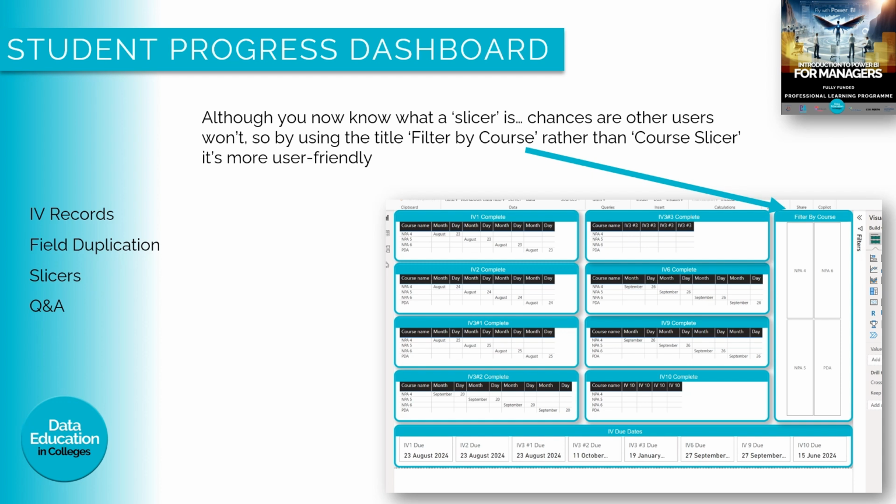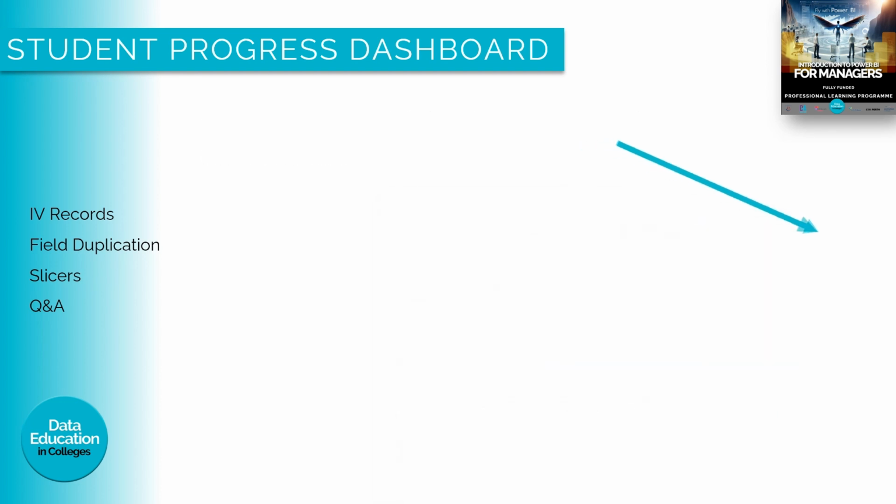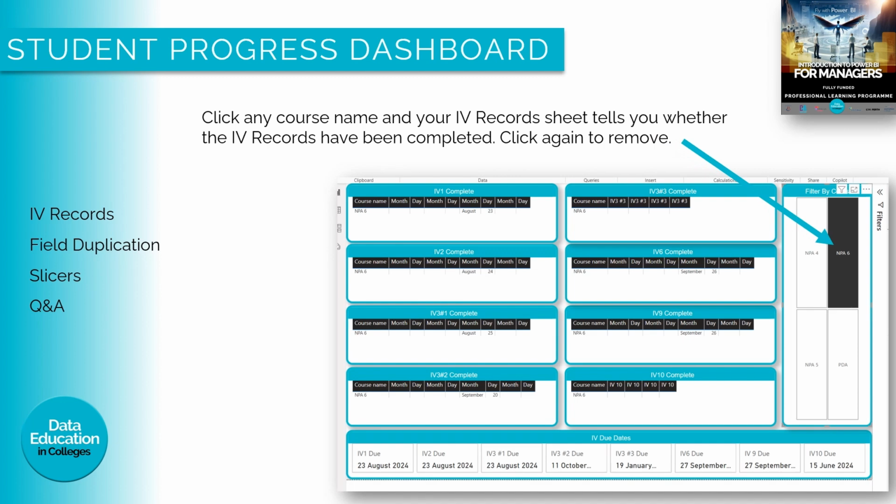And then click any of those courses, and your entire dashboard will then filter by that course. Tells you whether or not the IV records are done or not. Click it again to remove the slicer. As I say, it's just a little remote control sort of thing you've got on there.